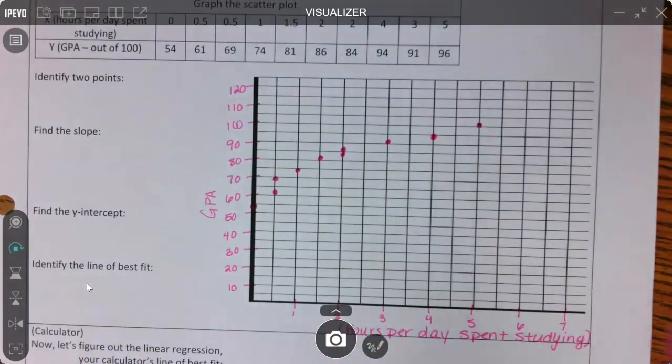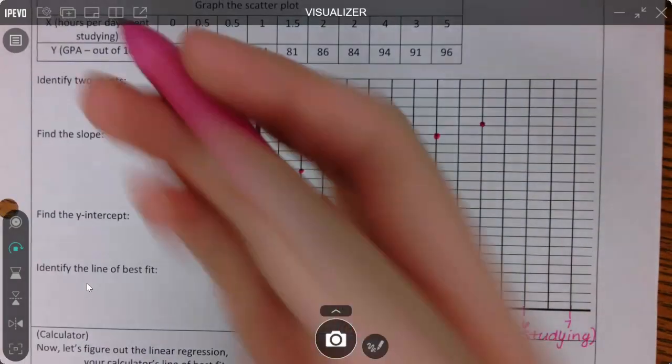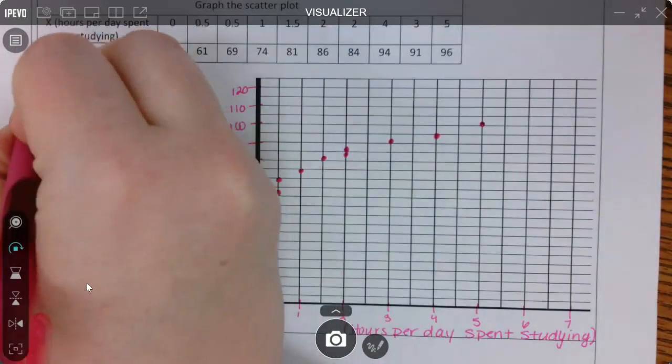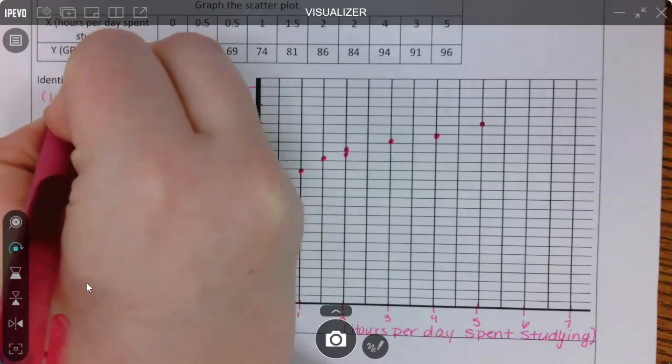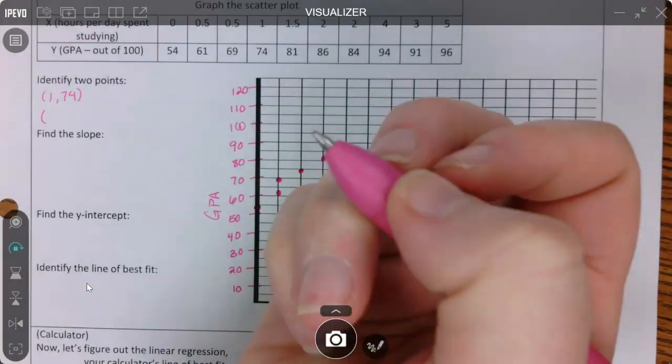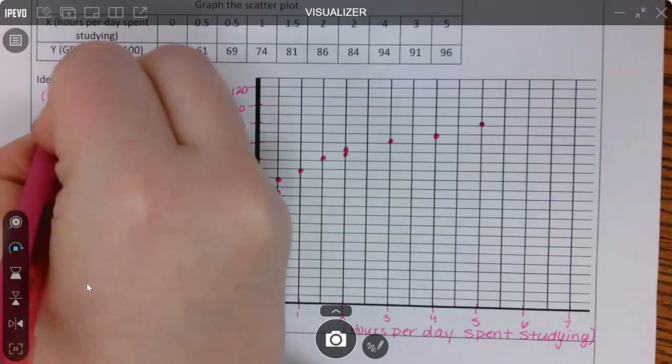Okay, so the next thing you want to do, if you're doing this paper pencil way, is identify 2 points from your table. The 2 points I found are 1 and 74, and then I also picked 3 and 91.